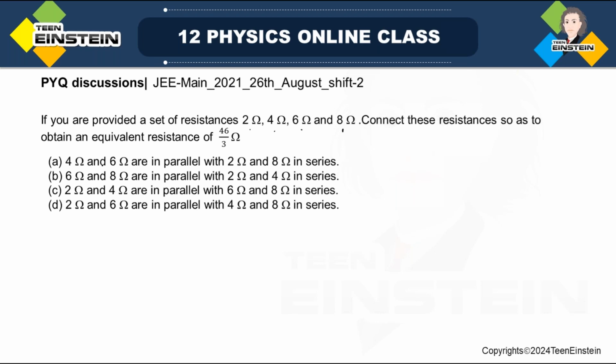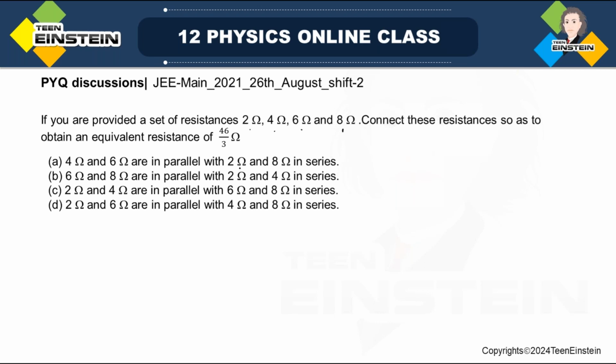Okay, so for that, which combination do you have to use? Combination means you have to connect the resistors in either parallel or series. You have to find out which ones to keep in series, and how many to keep in series and how many in parallel. Looking here at the options, 4 ohm and 6 ohm are in parallel connection, and 2 ohm and 8 ohm will be in series connection.